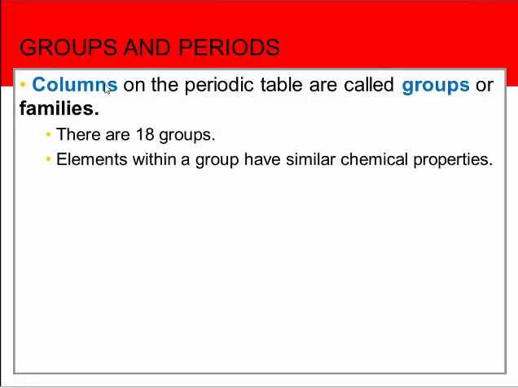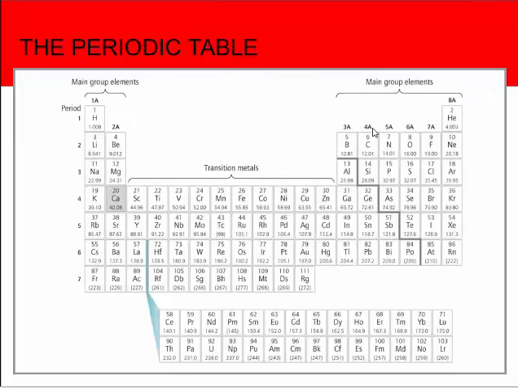So, as we said before, columns on the periodic table are called groups or families. There are 18 groups, and elements within a group have similar chemical properties. So there are 18 groups across, 1 through 8A, plus 10 in this transition metal region, and atoms within a group have similar chemical properties.